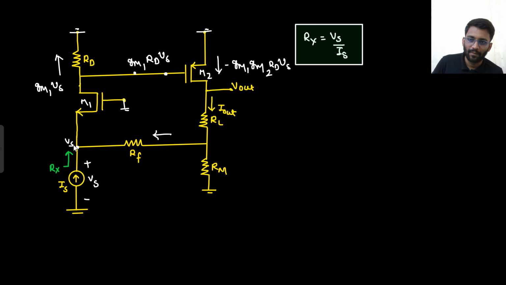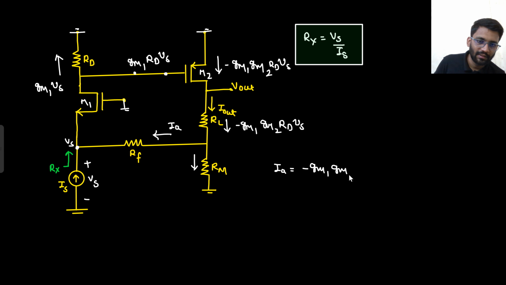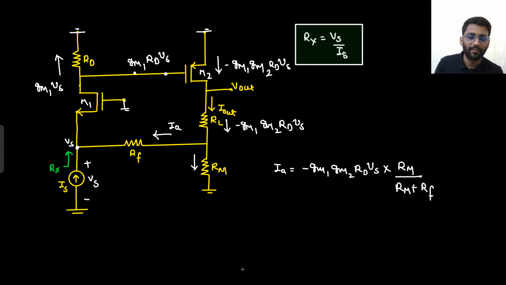Now again I will make the assumption that Vs is very small. So now you can directly divide the current. Let's call this current Ia. So what would be Ia? The Ia would be Gm1 Gm2 Rd Vs into Rm by Rm plus Rf. Say yes or no, because I am making an assumption.